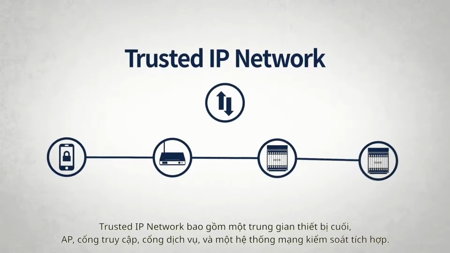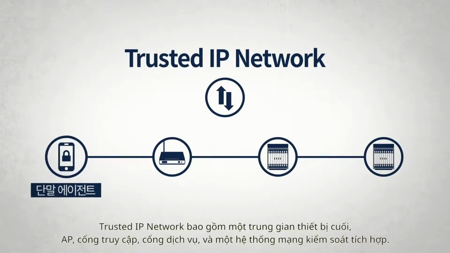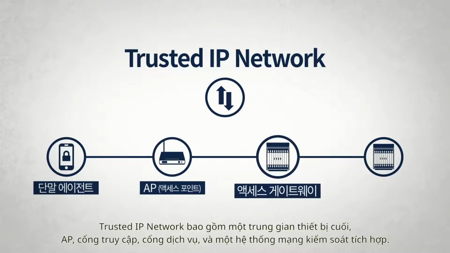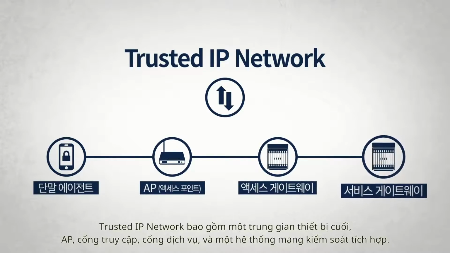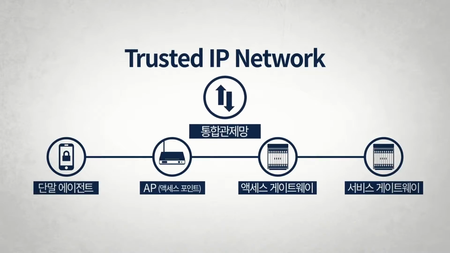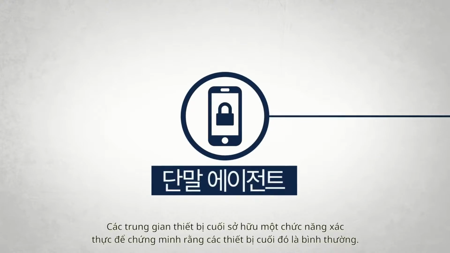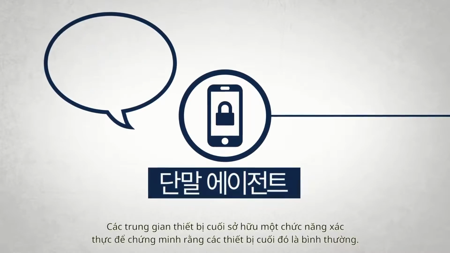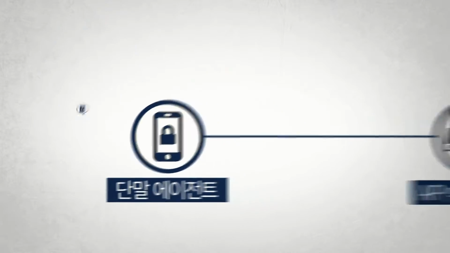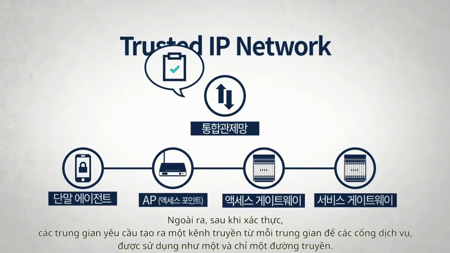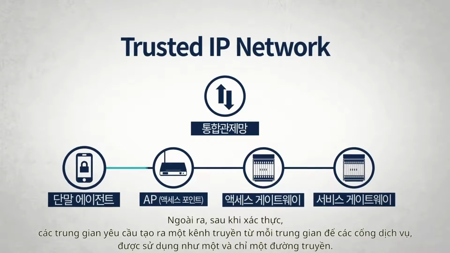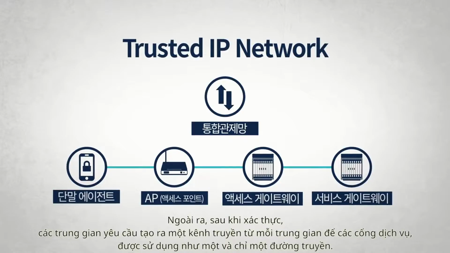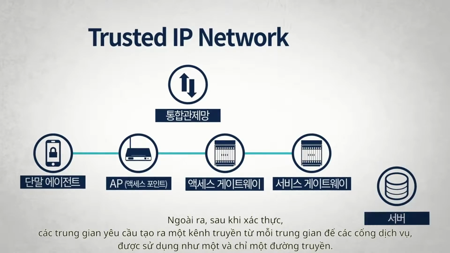The trusted IP network is comprised of a terminal agent, AP, access gateway, service gateway, and an integrated control network. The terminal agent possesses an authentication function to prove that the terminal is normal. Also, after authentication, the agent requests the formation of a single transmission tunnel from each agent to the service gateway, which is used as the one and only transmission route.